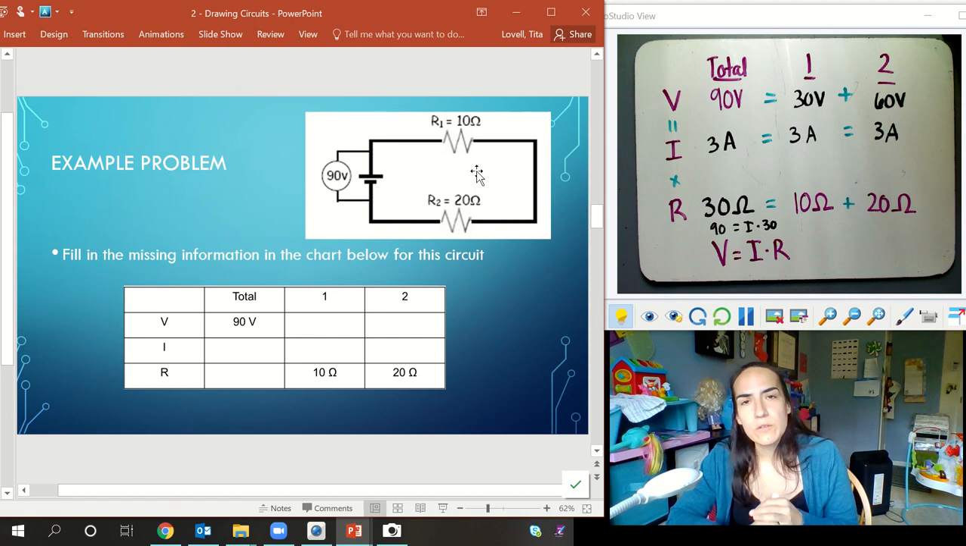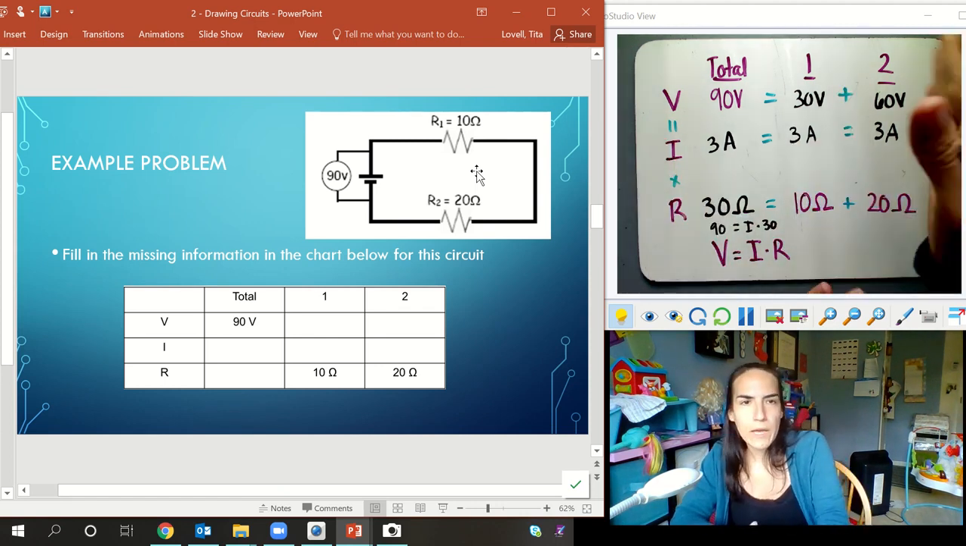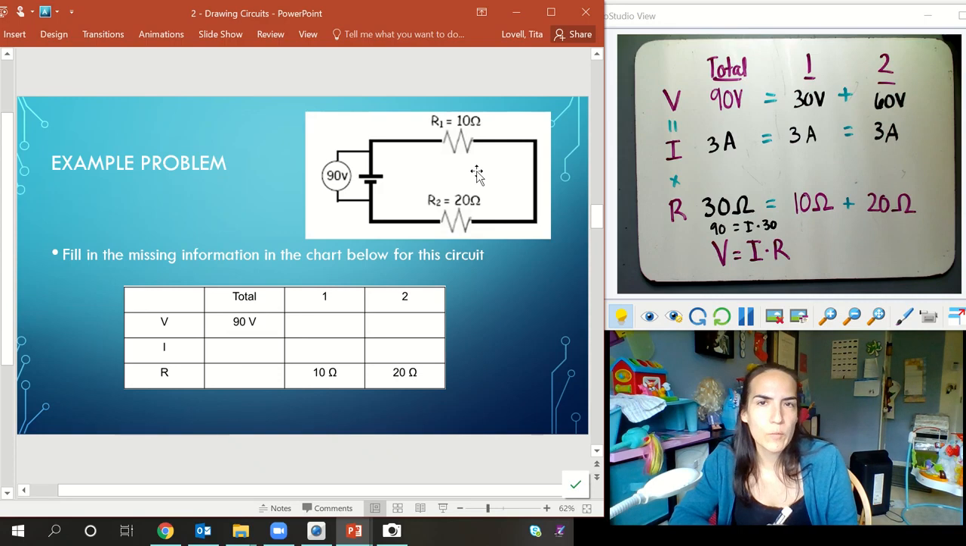The more resistors that you get, the more complicated or longer this table would become. You would just want to add additional columns as you needed to help you with that.